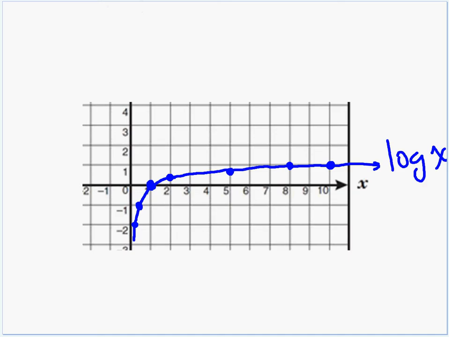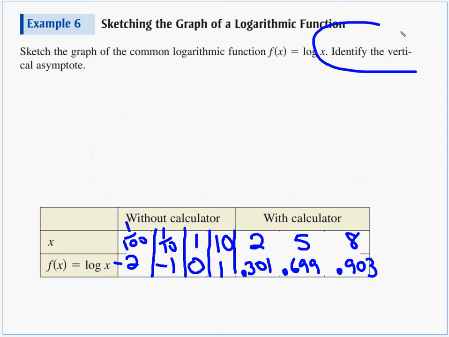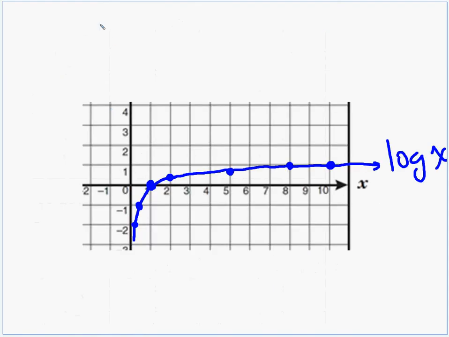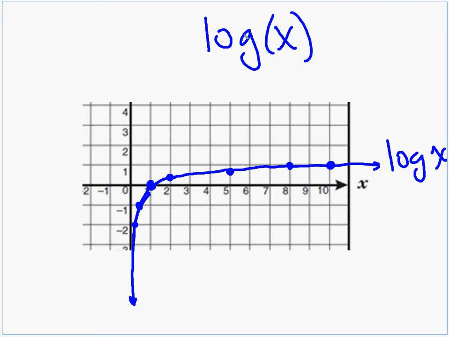Oh, and it did say, I almost forgot, identify the vertical asymptote. If we look here, we are approaching, but it doesn't look like we're ever going to touch that y-axis. And remember, this function here is the log of x, the log base 10 of x. To find the vertical asymptote, here it is the y-axis, because this is just x. Whatever's in those parentheses, set that equal to 0, and that is where the vertical asymptote will be.